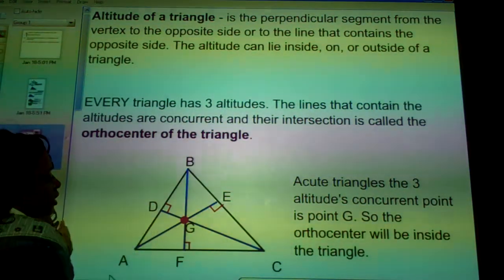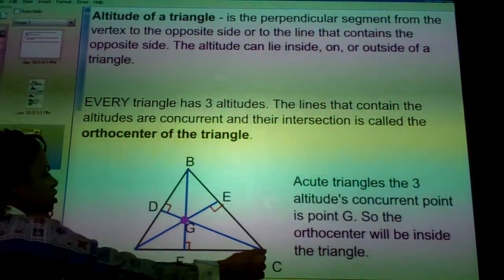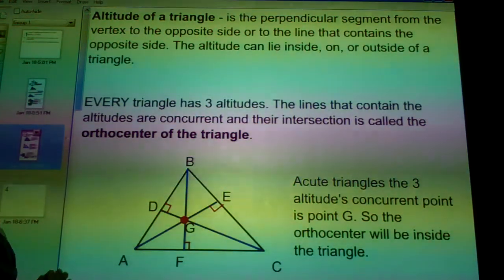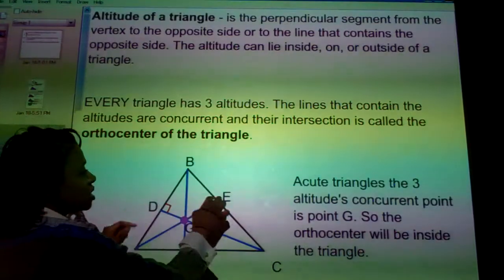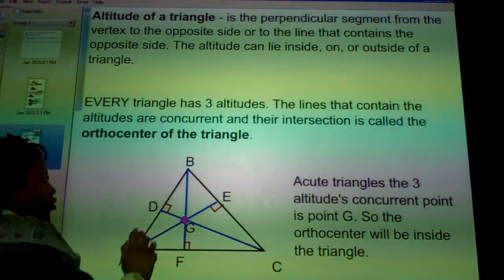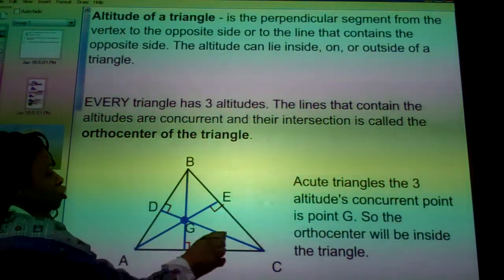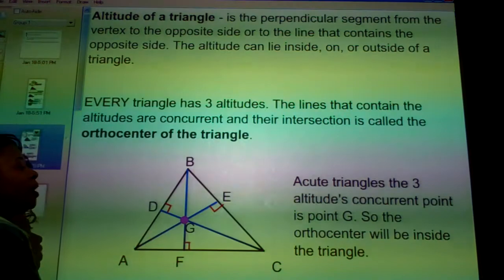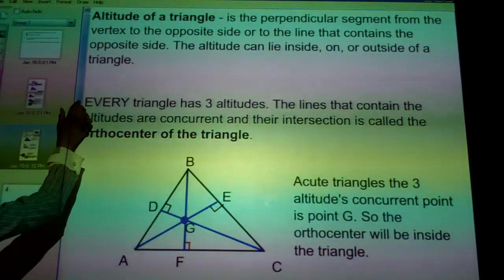It's CD. Where all three of the altitudes intersect, it's called the orthocenter of the triangle. The orthocenter. And on this acute triangle ABC, with acute triangles, the three altitudes where they intersect, their orthocenter, point G, will be on the inside of the triangle. It will be on the inside.